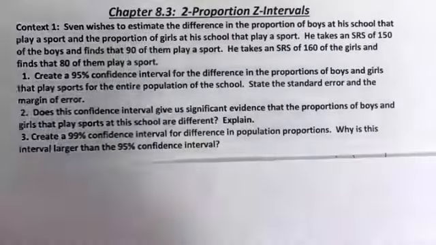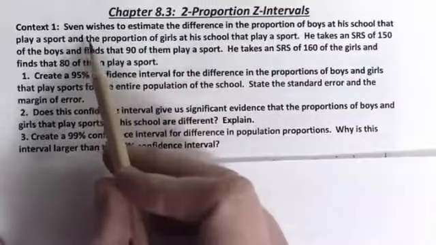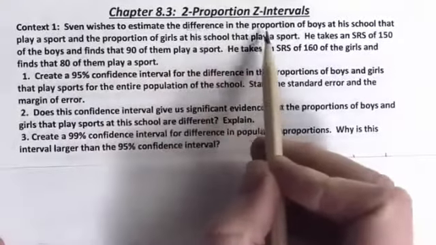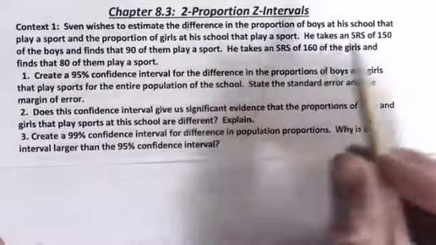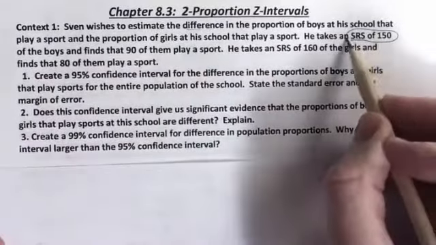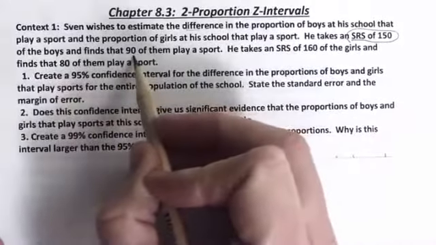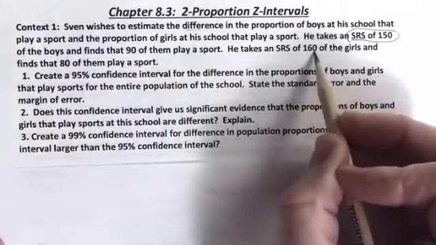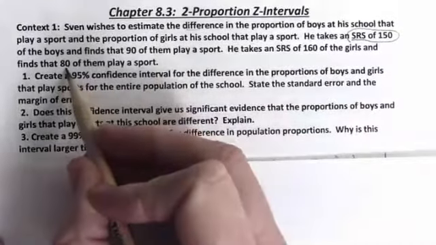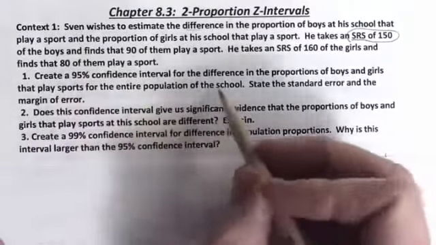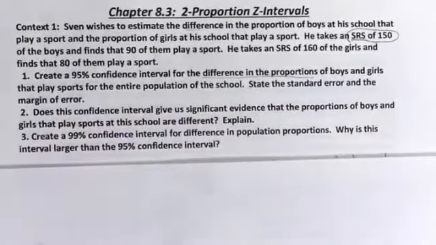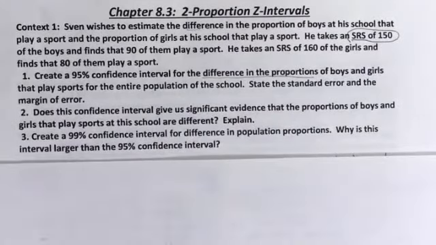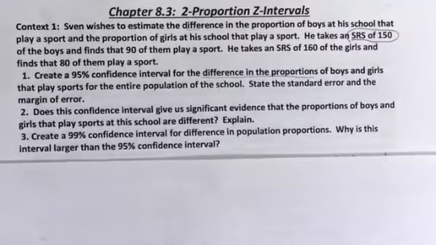So let's look at this context here. Finn wishes to estimate the difference in the proportion of boys at his school that play a sport and the proportion of girls at his school that play a sport. He takes an SRS of 150 of the boys and finds that 90 of them play a sport. He takes an SRS of 160 of the girls and finds that 80 of them play a sport. Create a 95% confidence interval for the difference in proportions of the boys and girls that play sports for the entire population, school, state, the standard error, and the margin of error. So we're asked to make a confidence interval.